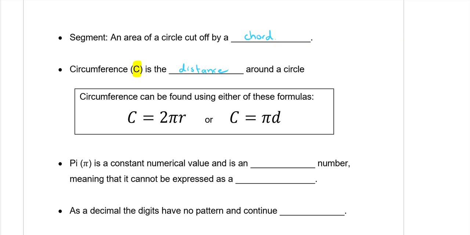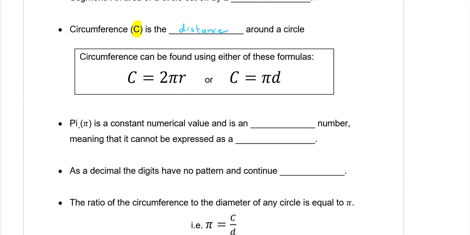If you are given the radius, then you're going to use the formula that has a r for radius in it. If you're given the diameter, then you're going to use the formula that has a d for diameter in it. So the formula for radius is c equals 2 pi r, and the formula, if you have the diameter, is c equals pi d.